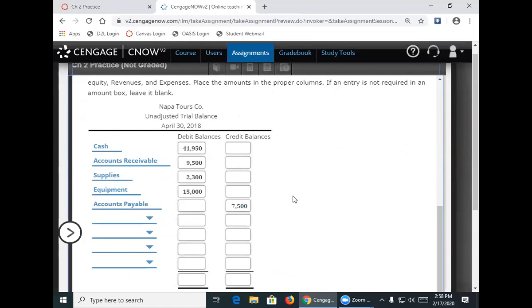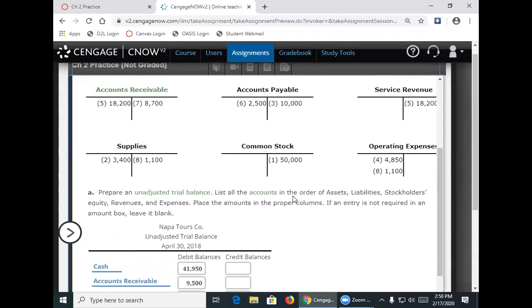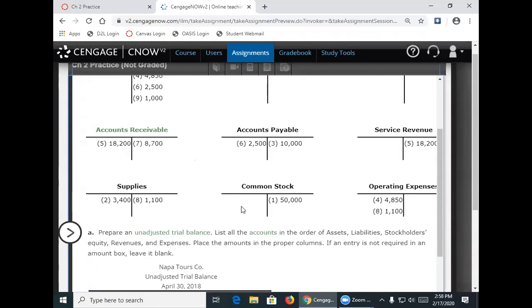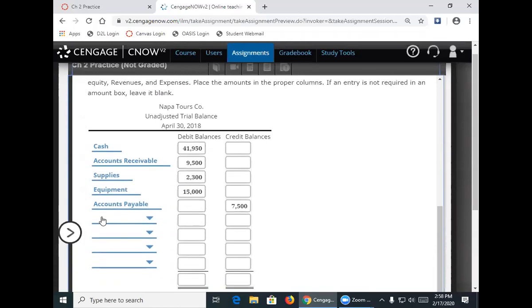Again, I know I repeat myself, but that's how we learn, right? The balance should be on the normal increasing side. So all of our assets had ending debit balances because debits increase on the debit side. Liabilities have normal credit balances, so we saw an increase on the credit. Common stock only has a credit balance, so that one's nice and easy. Common stock, 50,000 credit.